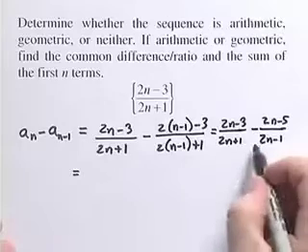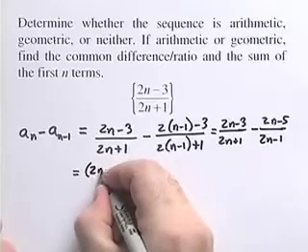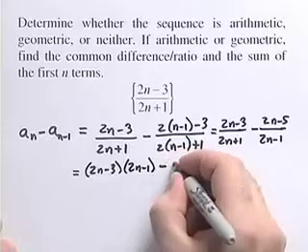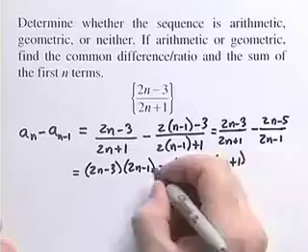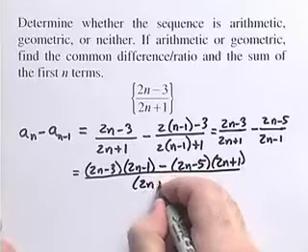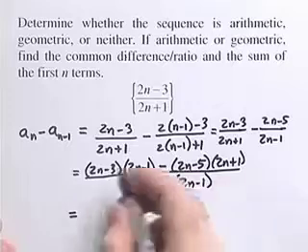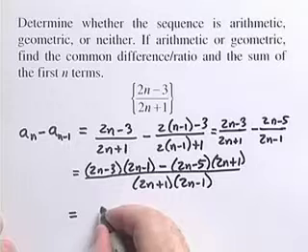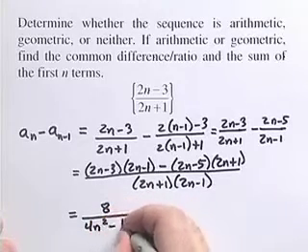We need to get a common denominator to subtract these two fractions, so we're going to end up with (2n - 3)(2n - 1) minus (2n - 5)(2n + 1), all divided by (2n + 1)(2n - 1). If we do the multiplication and simplify this, we'll see that the difference between the consecutive terms is equal to 8/(4n² - 1).